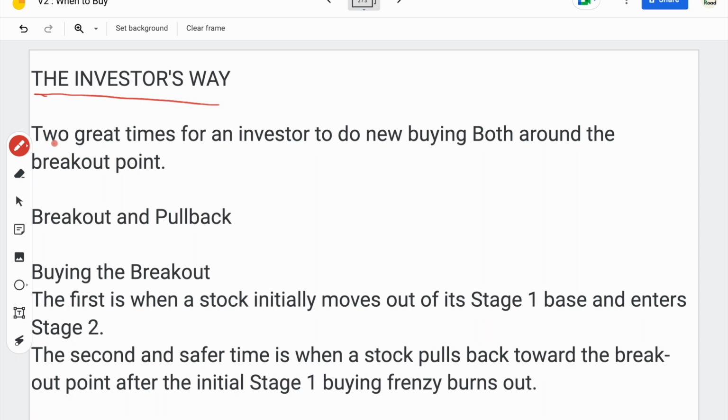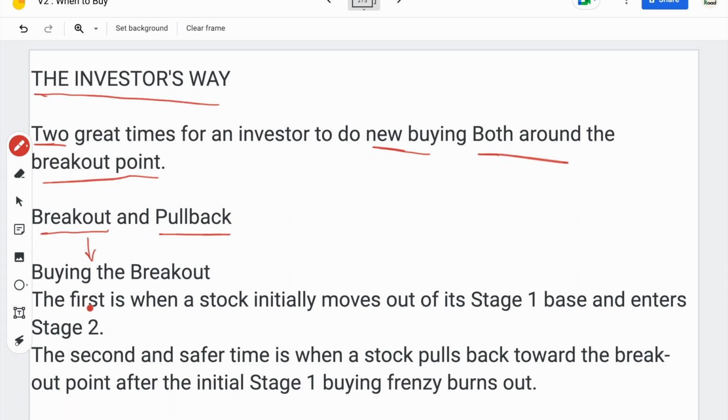Then he says there are two great times, that means two entries for an investor. That is new buying, both around the breakout point. That means the first entry point, as we also discussed briefly in the first video, will be around the breakout point, and the second also will be somewhere around it. So those two are classified. The first entry will be called the breakout entry. The second will be called a pullback entry. Let's go deep into it. First, we'll cover the breakout here at this point.